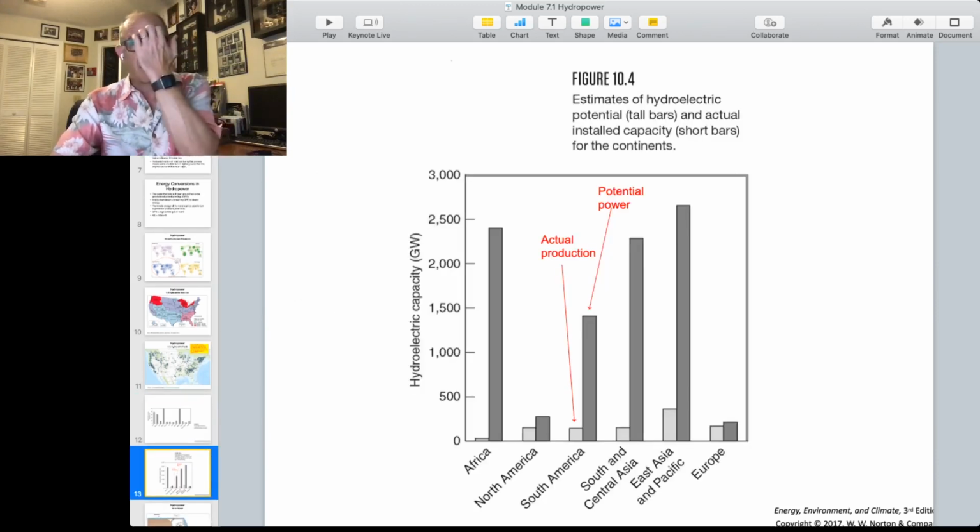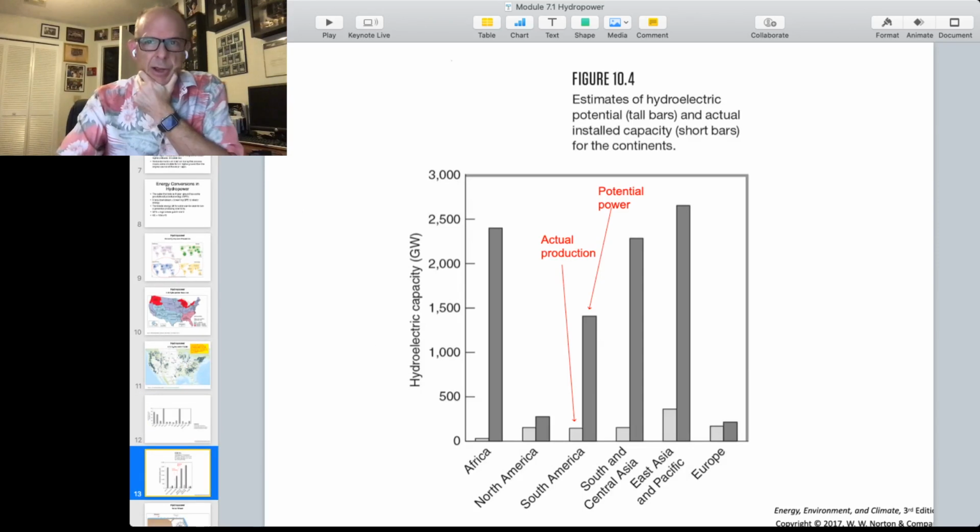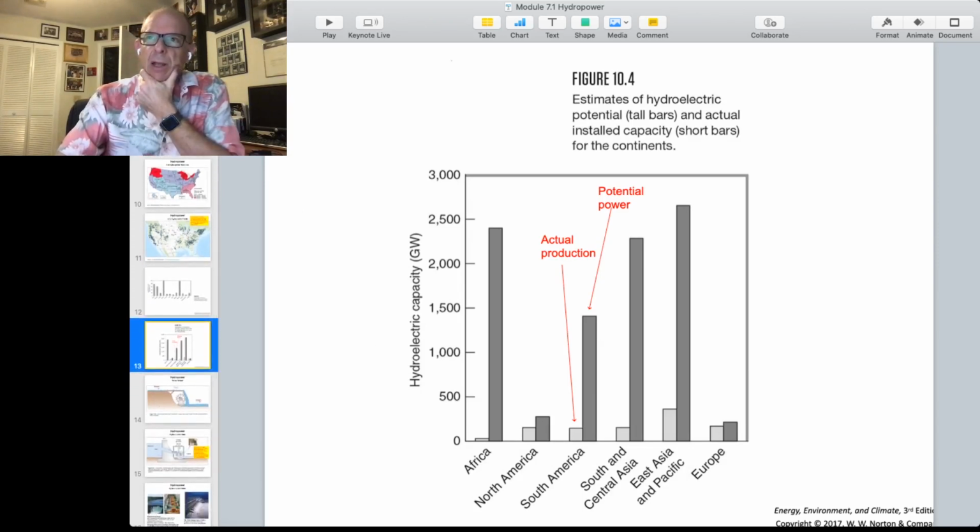If we now take a look at the potential of getting electricity from hydropower, this chart shows it broken down by continent, and the dark bars show the potential of hydroelectric power that could be obtained, and the pale bars show the actual amount that is being drawn in each of those continents. So you can see that Europe has essentially maxed out their exploitation of hydropower, and North America also, there's not a lot more potential to go there.